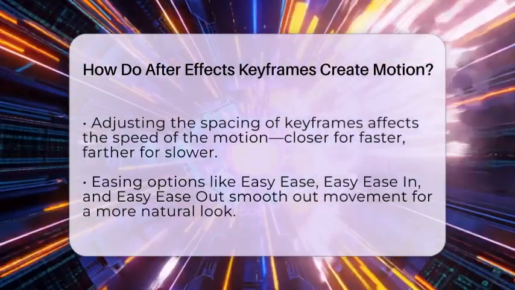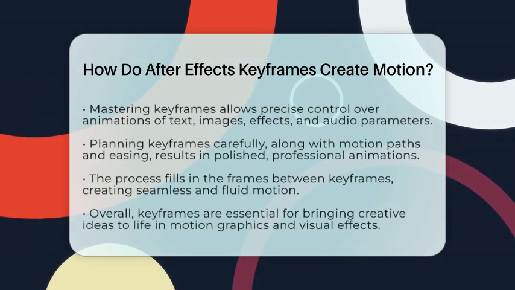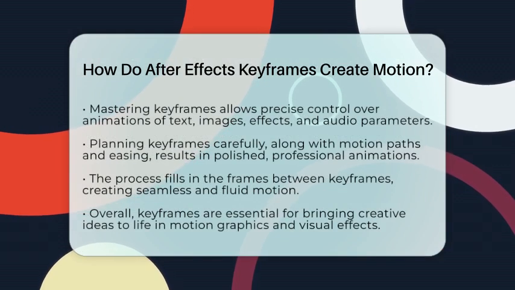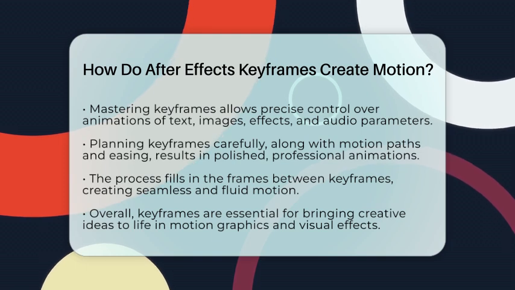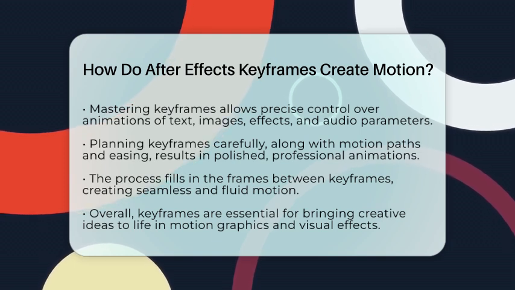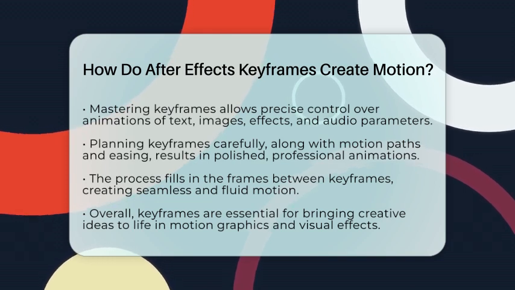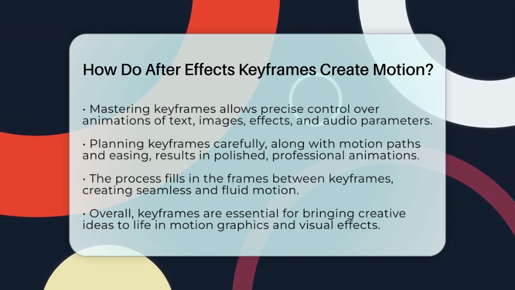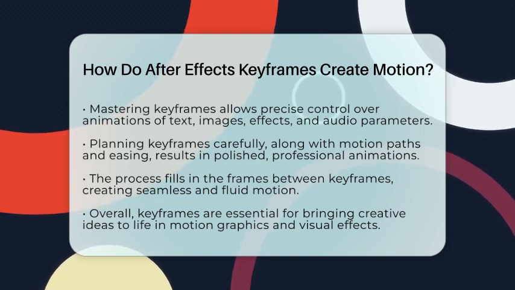Mastering keyframes gives you total control over how objects move, change, or appear in your project. You can animate text, images, effects, or even audio parameters with precision. For example, you could animate a text to fade in, then slide across the screen, and finally fade out again. By planning your keyframes carefully and using motion paths and easing, you can craft animations that are both eye-catching and smooth. In short, keyframes in Adobe After Effects create motion by marking specific values for properties at certain times.